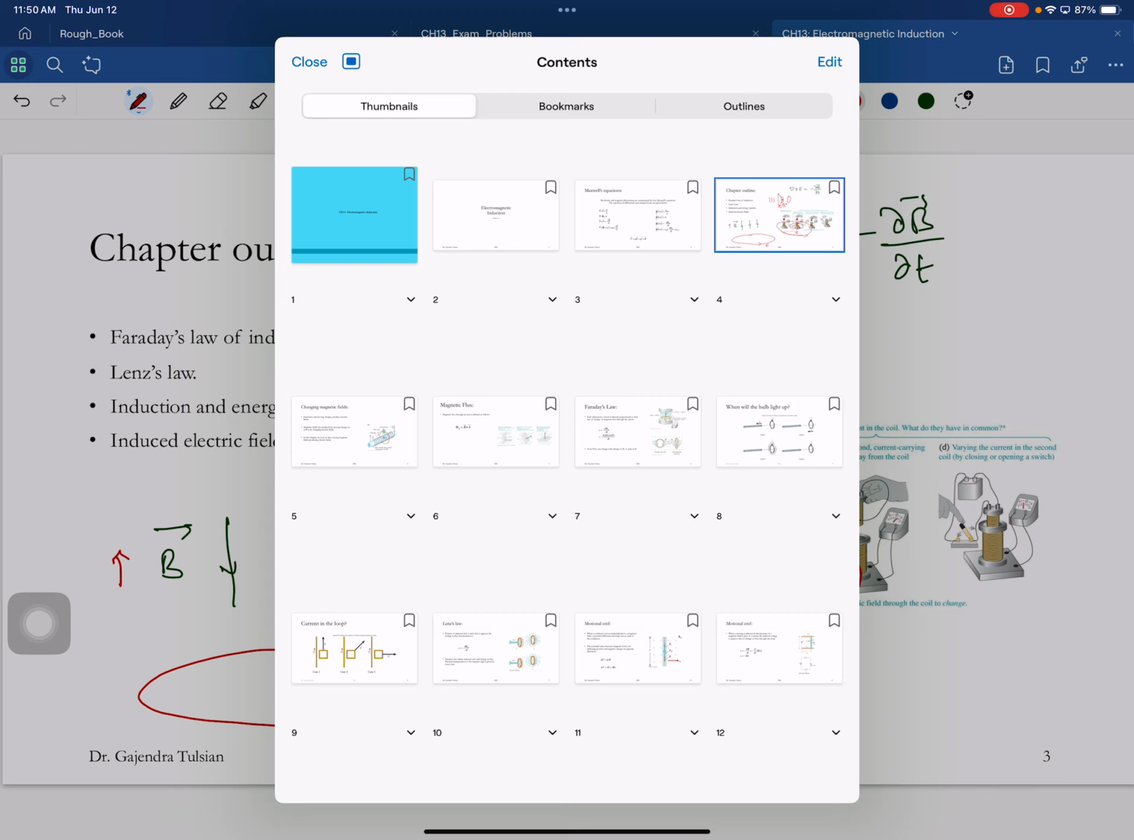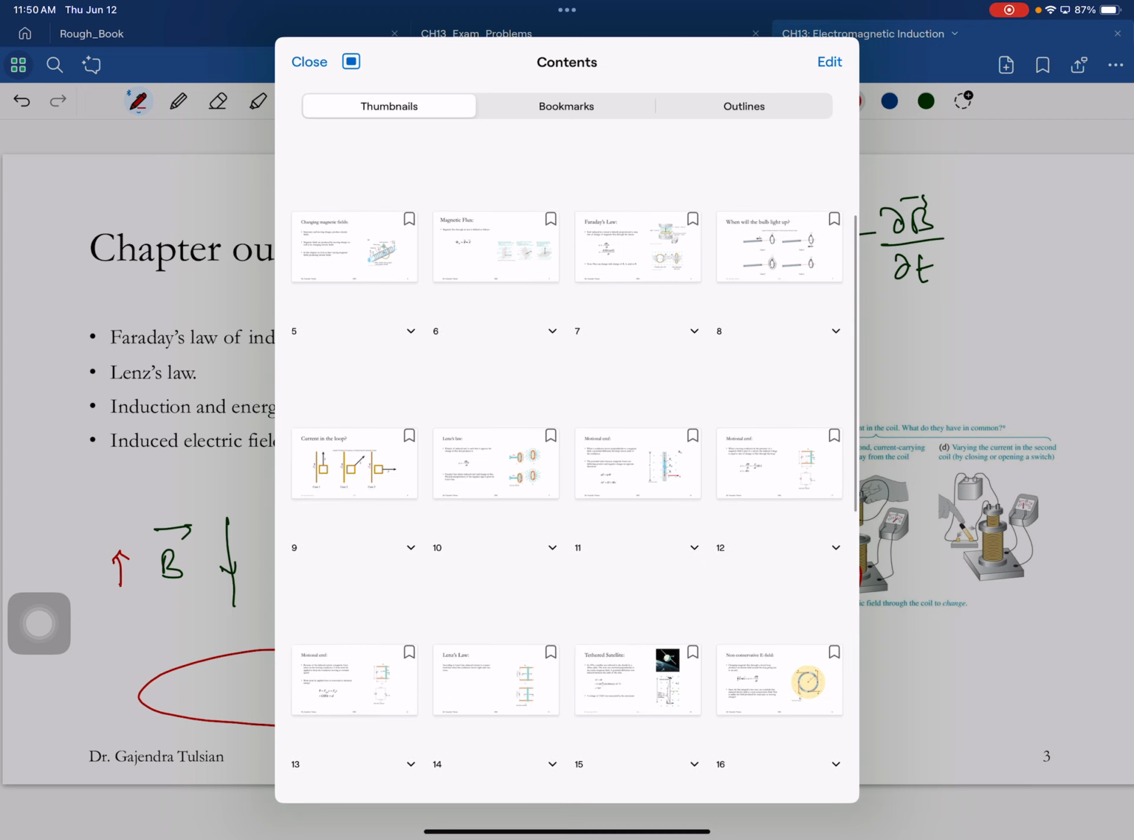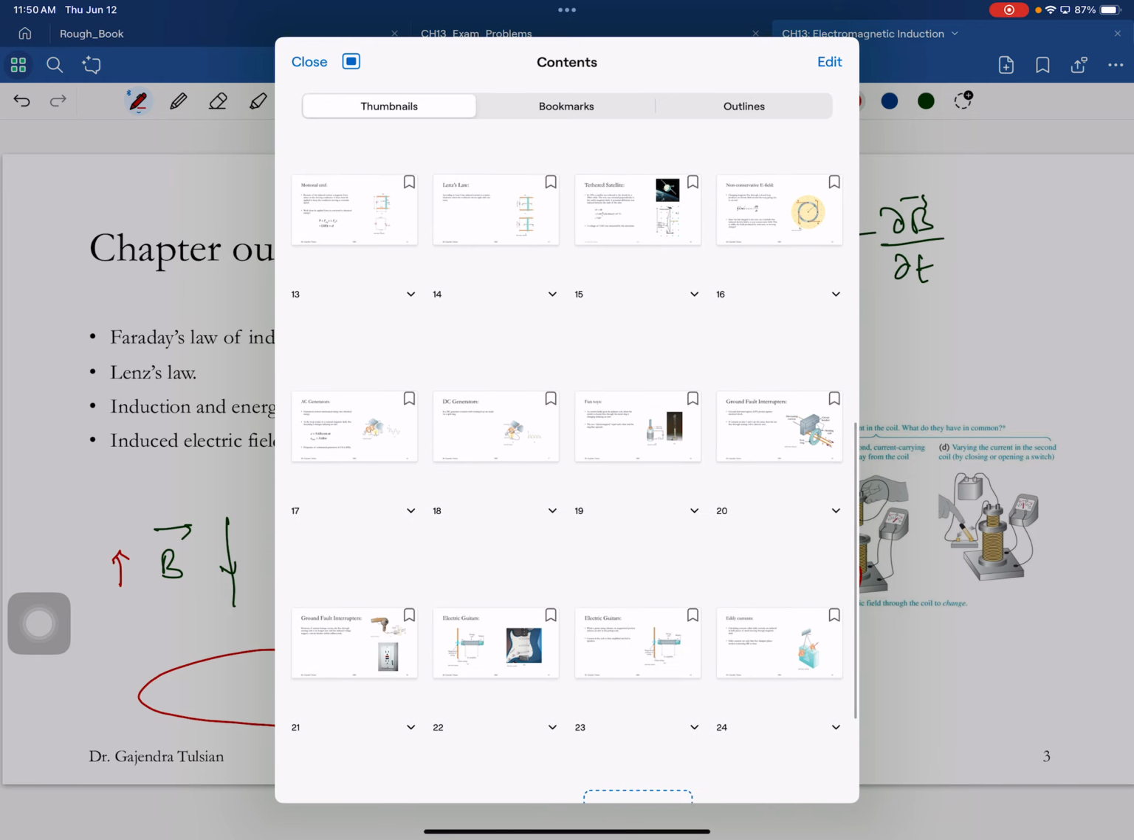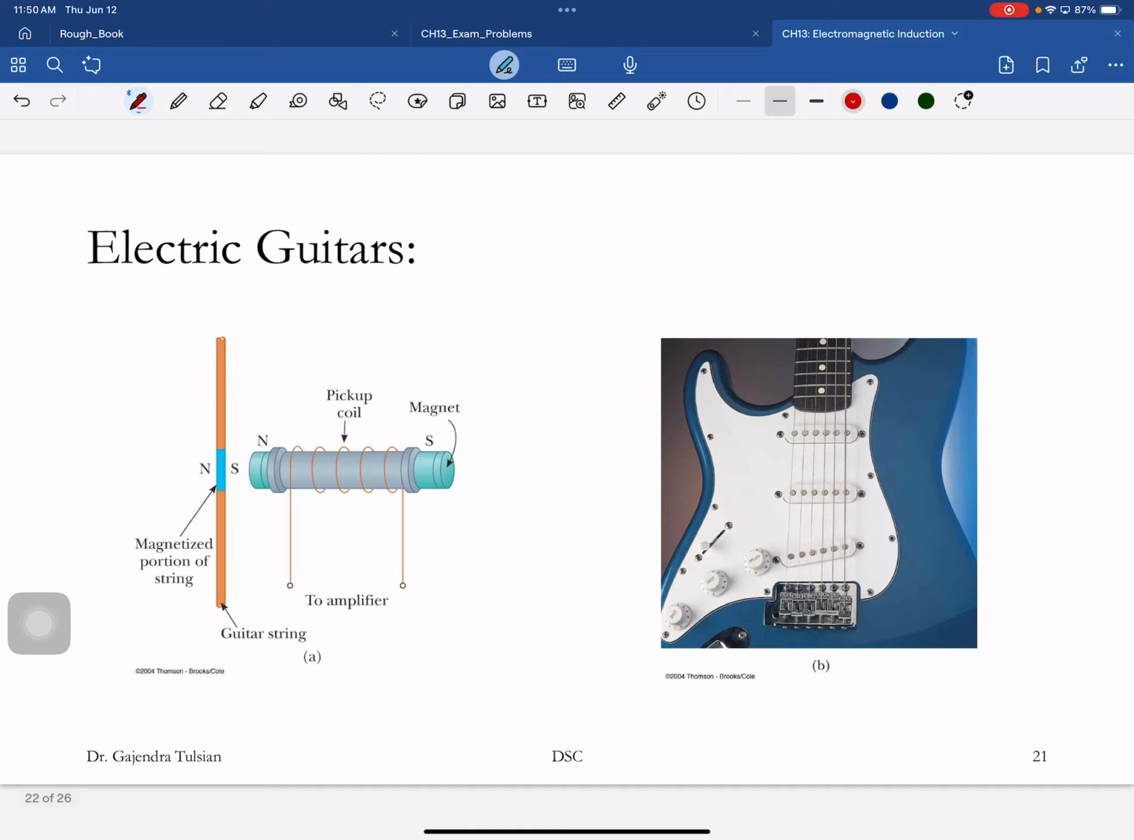Anytime the magnetic field changes, you can change that to an electric current. And you saw how a speaker works. And now I'll show you how an electric guitar works.